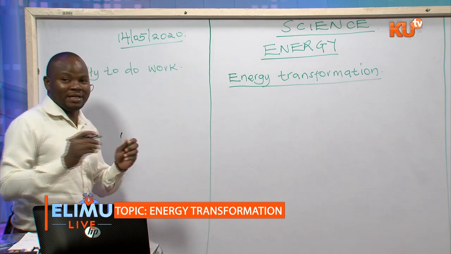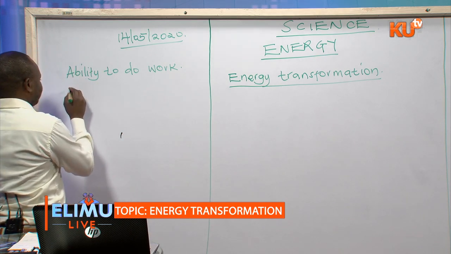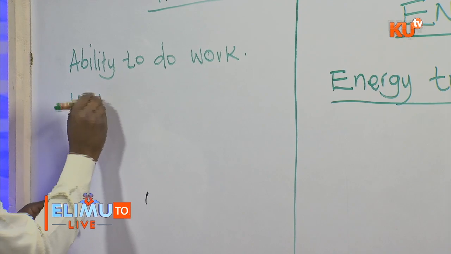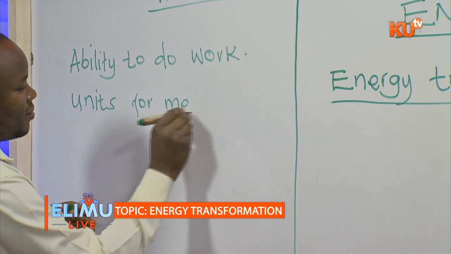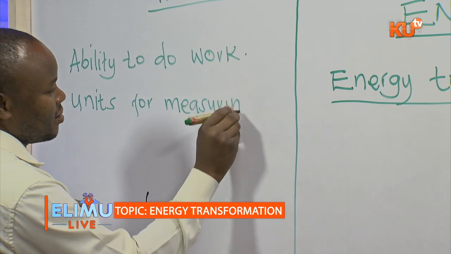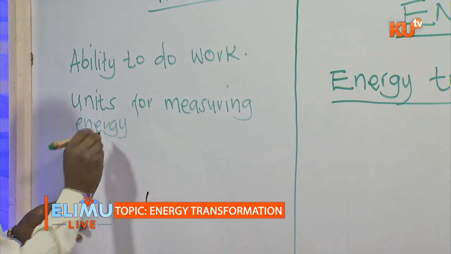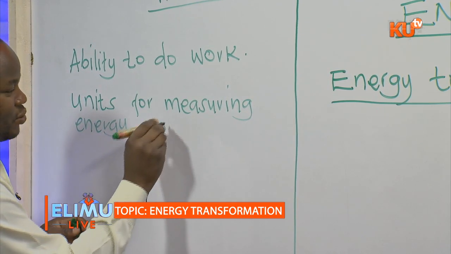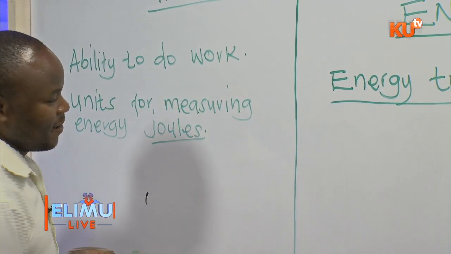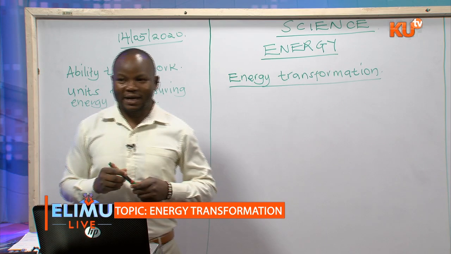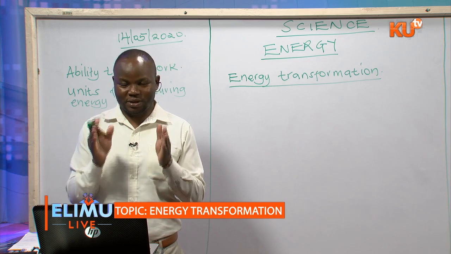So energy is measured using the units called joules. It is measured in joules. That is kilojoules. Energy is measured using the units called joules.